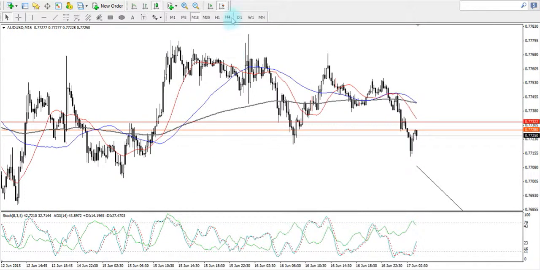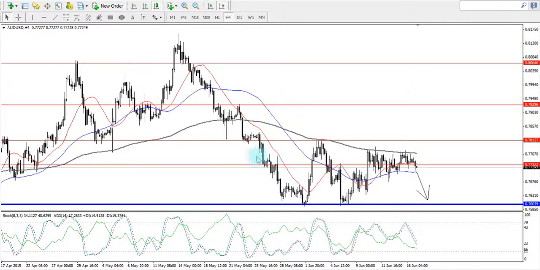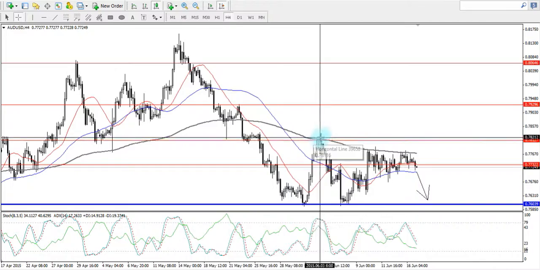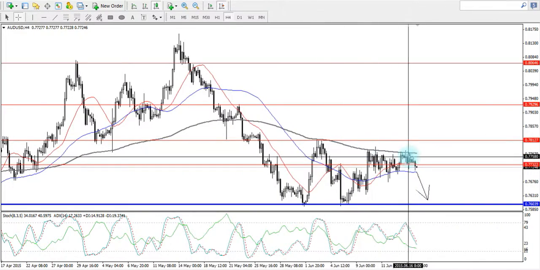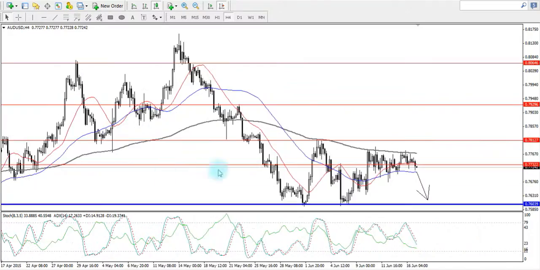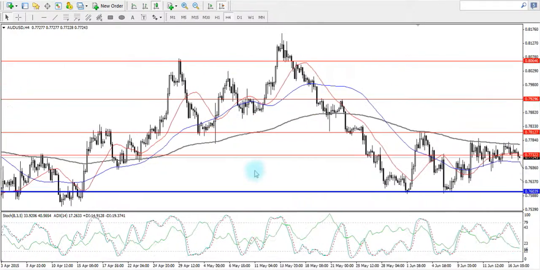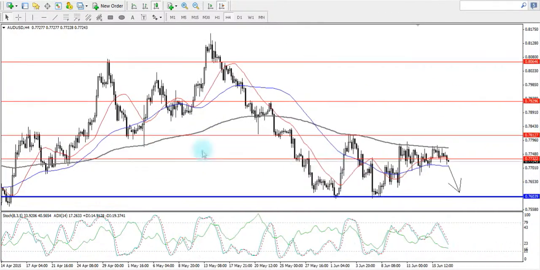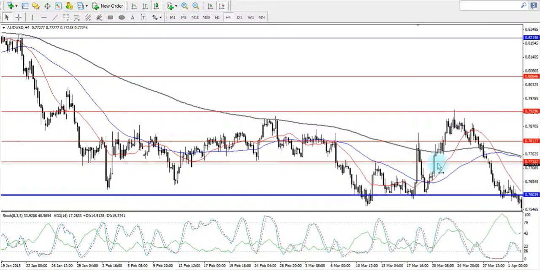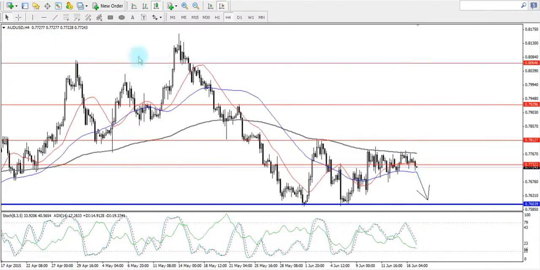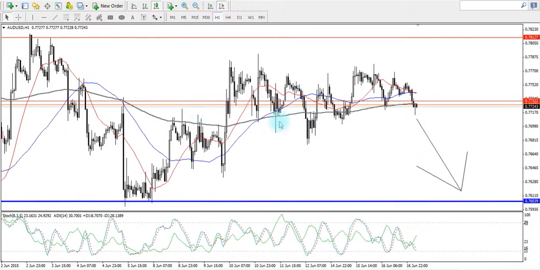Next, we have the Aussie against the US dollar. For the chart itself, we're expecting price to fall further, as we have seen the price has been persistently resisted at the 200 moving average, which has been a good indicator as a support and resistance level based on the past record, as you can see. So right here we're just waiting for short opportunities.